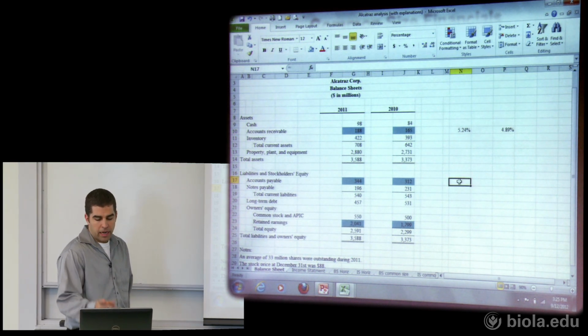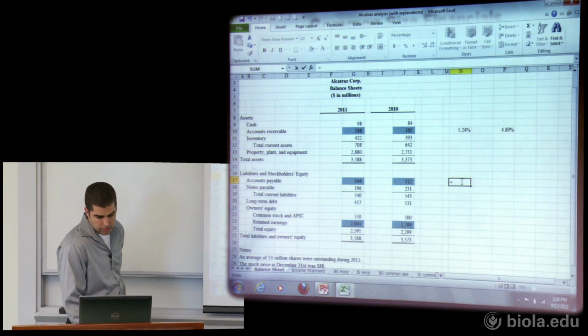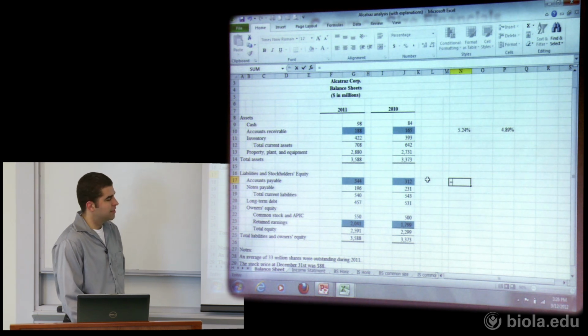What about these right here? Bob, you want to take a stab at accounts payable? Yes, can I use my phone as a calculator? Sure.